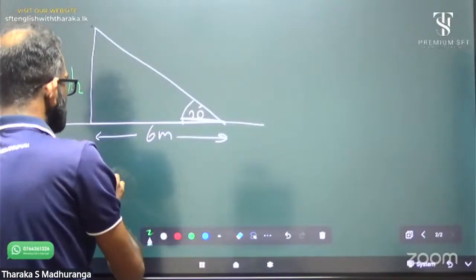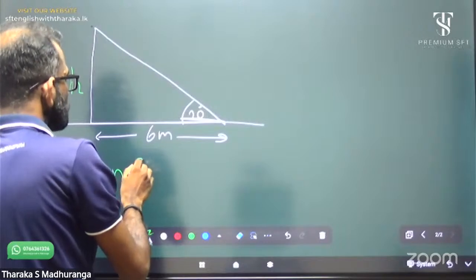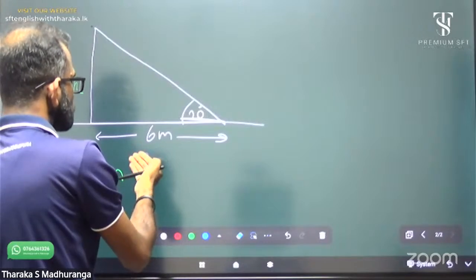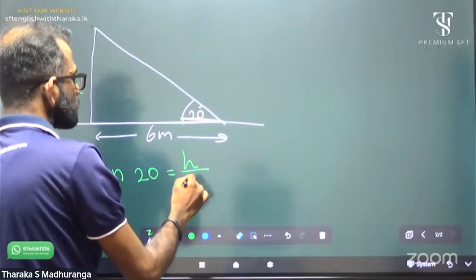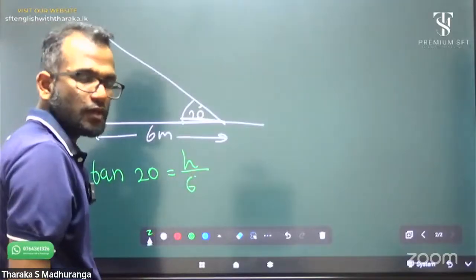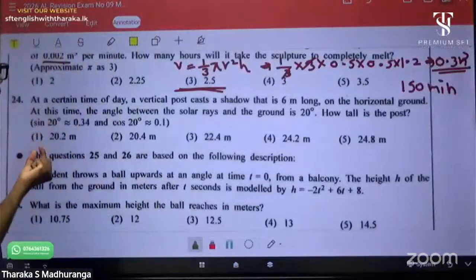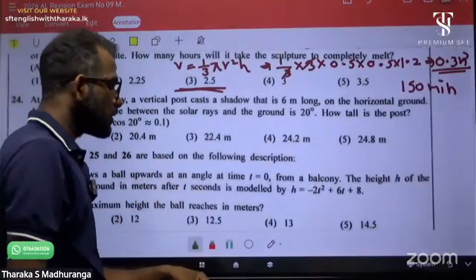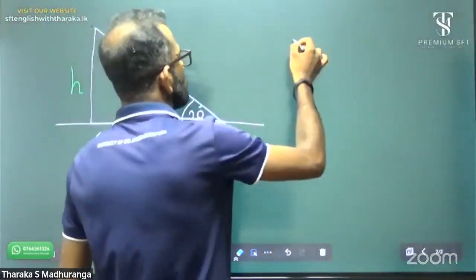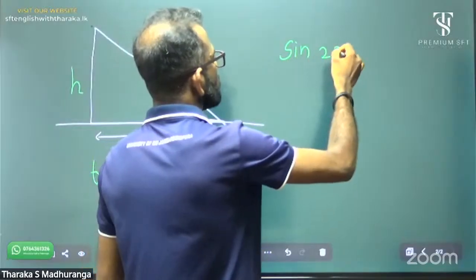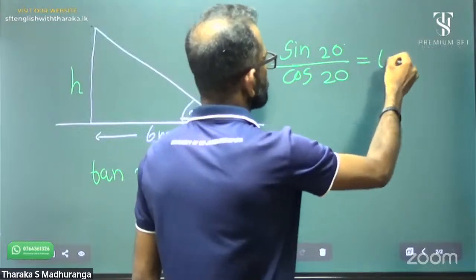Very simple, tan 20 equal h over 6. But in the question sin 20 and cos 20 are given. You already know sin theta divided by cos theta equal tan theta. Now sin 20 divided by cos 20 equal to tan 20.